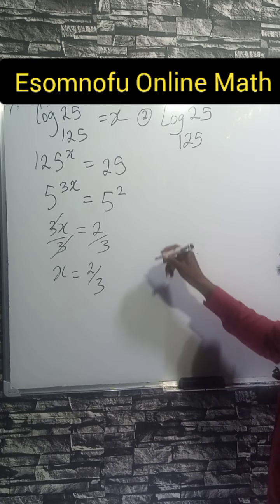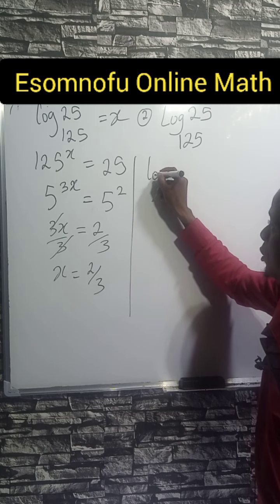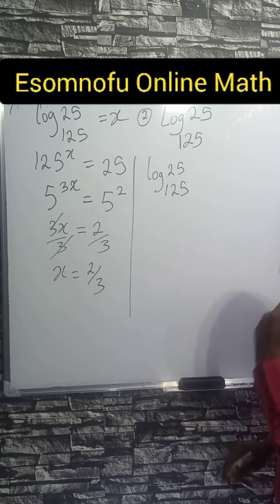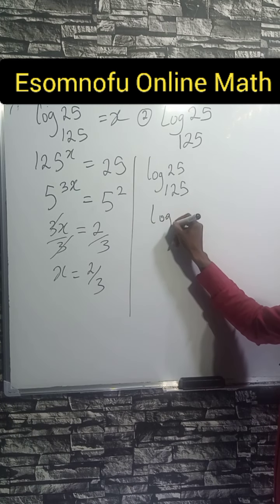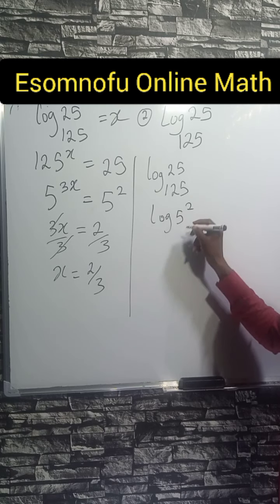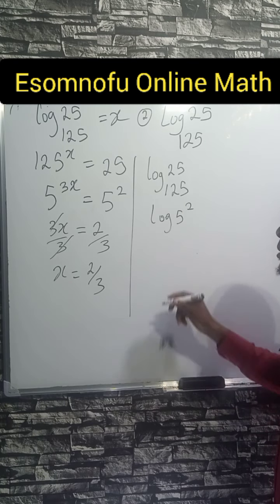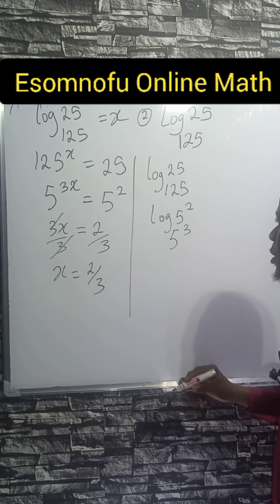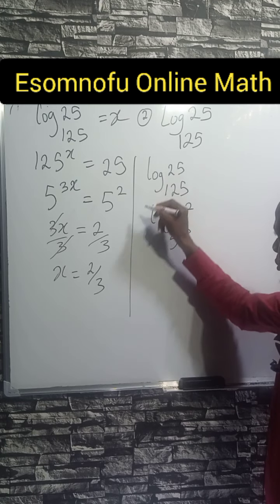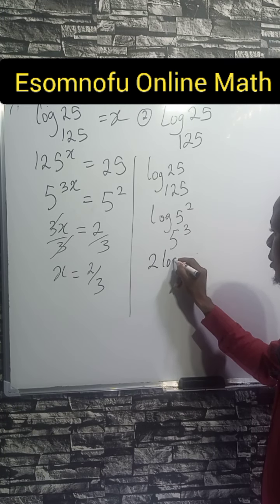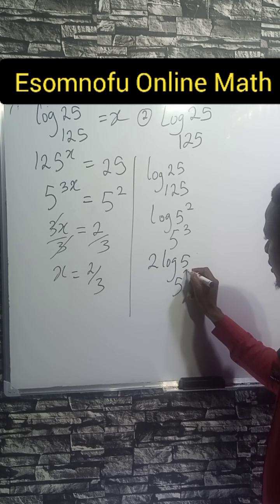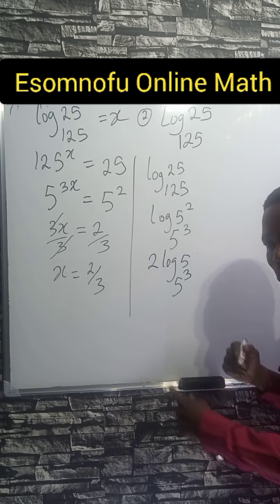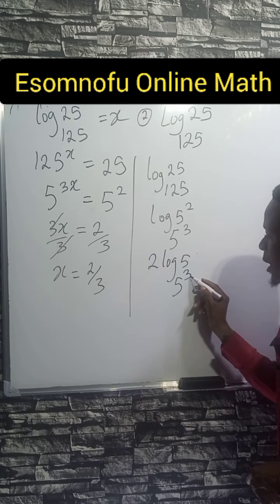Another way of doing this is method 2. When you have logarithm of 25 to a base of 125, you should know that 25 can be seen as 5 power 2, and the 125 can be seen as 5 to the power of 3. Now, according to the laws of logarithm, the power will come to the back. So we have 2 logarithm of 5 to base 5 to the power of 3. Then again, when the base is having a power, you take the reciprocal of the power. And the reciprocal of 3 is 1 over 3.